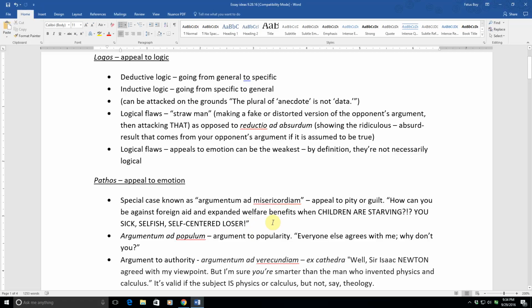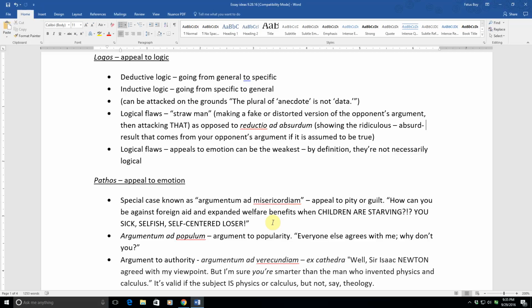Now, there's also the argumentum ad populum, or the argument to popularity, also known as being in middle school or high school. Ba-dum-bum. Everyone else agrees with me, why don't you? All the cool kids are doing it. So that is an argument to popularity. Well, there was an album called The 50 Million Elvis Fans Can't Be Wrong. Well, yes, they can. You can have 50 million wrong people. There's no limit on wrongness.